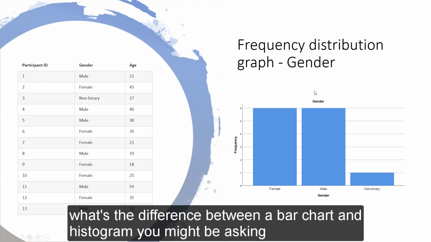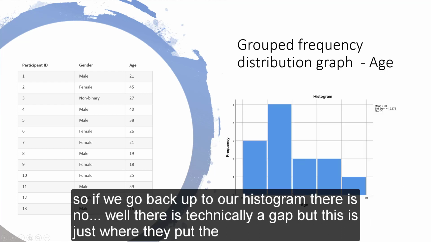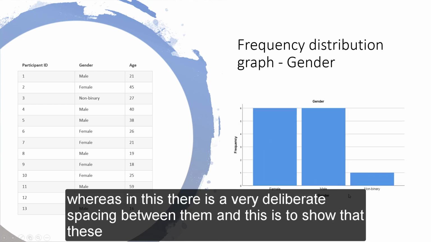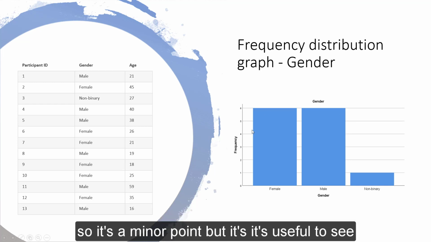What's the difference between a bar chart and a histogram, you might be asking? Well, essentially, there is a gap between the columns. If we look back up at our histogram, it's technically a gap where they've put the axis tick marks in, but the columns are next to each other. Whereas in this, there's a very deliberate spacing between them. This is to show that these are discrete levels. They're categories. They're not part of a continuous variable. So it's a minor point, but it's useful to see.